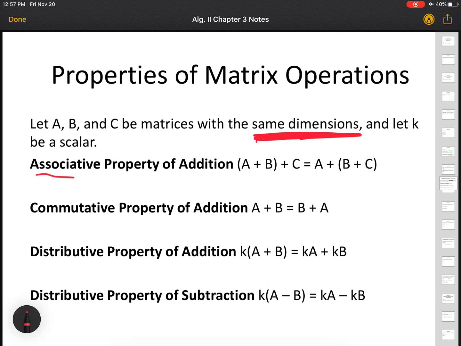So these are associative when you add them. They are commutative when you add matrices. And they are distributive by addition with the scalar K. And they are also distributive through subtraction with the scalar K.